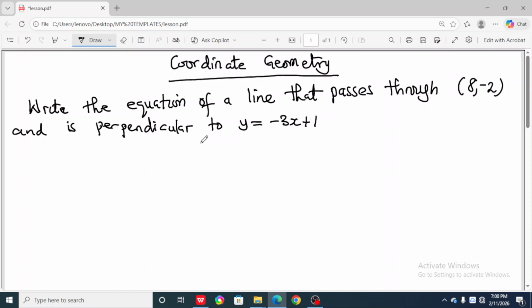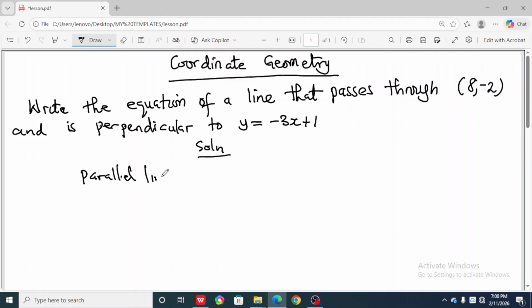Let's solve it. One thing we need to know about lines is that when lines are parallel, there is a relationship between the gradient or the slope of those lines. When they are perpendicular, they have a different relationship between their slope or gradient. So for parallel lines, let's see the relationship between them.